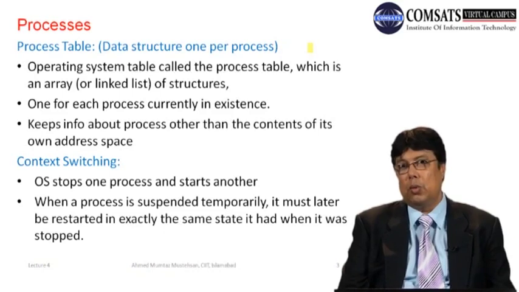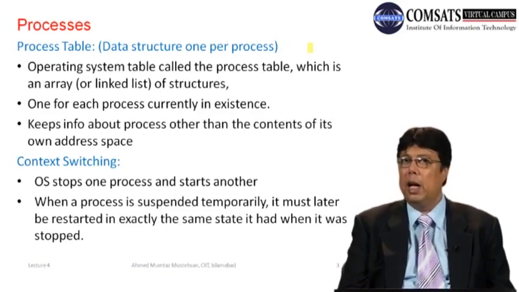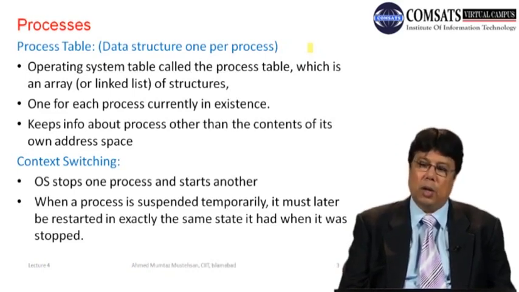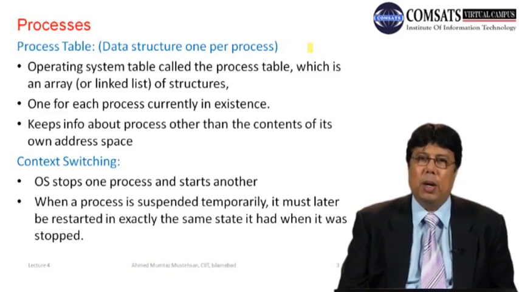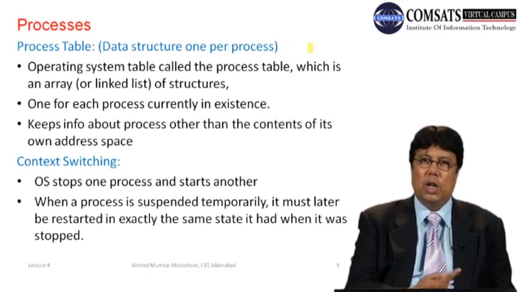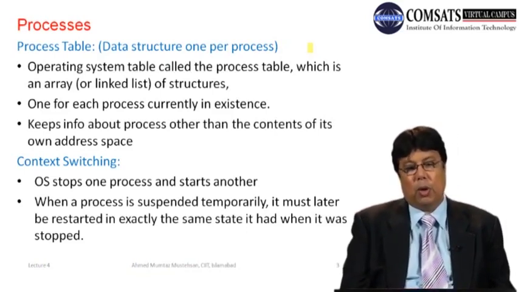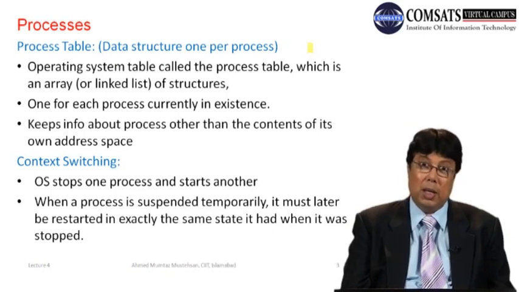At one time one process is executing, and if it is a multiprocessor, more than one process may be executing, but physically one process executes at a time. But there could be hundreds of processes in existence at one particular stage, among which the CPU is very rapidly context switching, changing from one process to another. So this process table keeps information about processes other than the contents of its own address space.